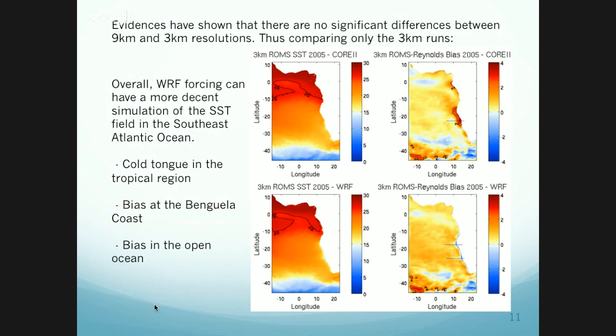Okay. The whole point here is that changing the CORE 2 forcing to WRF simulation forcing, the main difference is that along the coast, the warm SST bias is largely reduced, and we got a cold bias here instead. And just notice that in the open ocean, like here and here, the WRF forcing actually gives a slightly larger warm SST bias than the CORE 2 forcing.